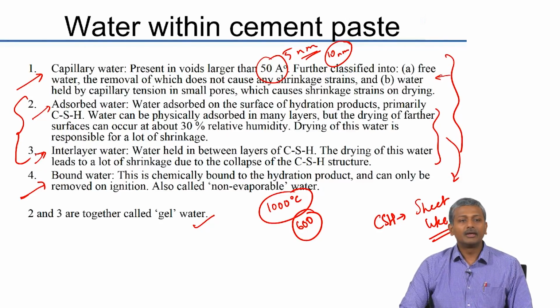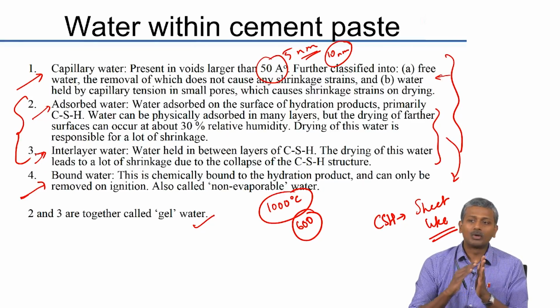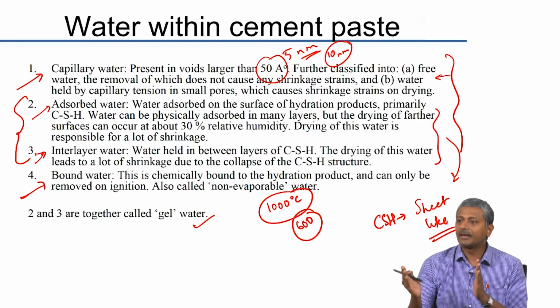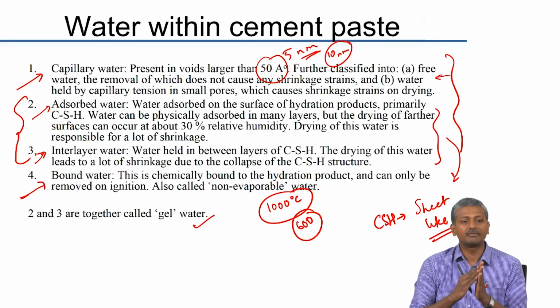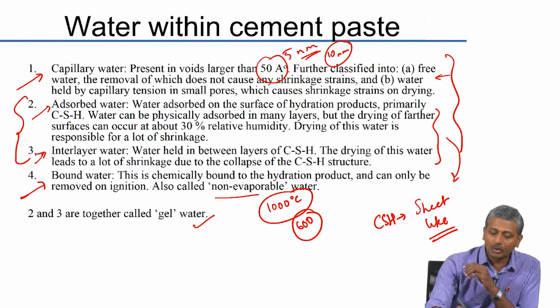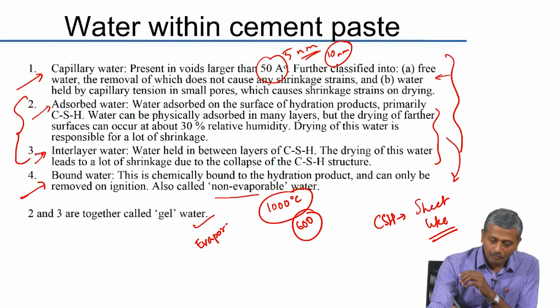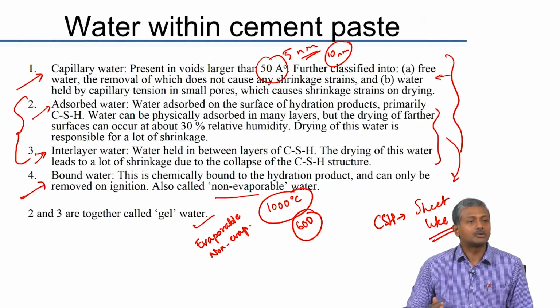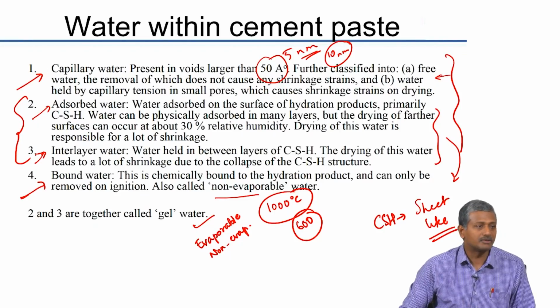The mass difference between what is ignited at 1000 and what remains after drying at 105, that's called non-evaporable water. Okay, so you have two types of water, evaporable water and non-evaporable. So evaporable water is what can dry out when you heat it to about 105 degrees Celsius. Why 105? Yeah, because boiling point is 100. So at 105 you are sure that all that water will go out.